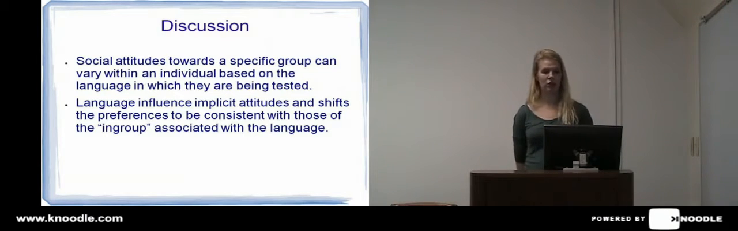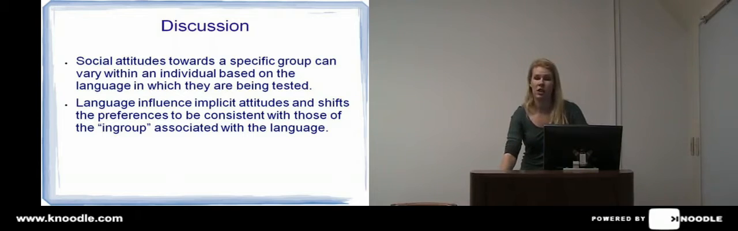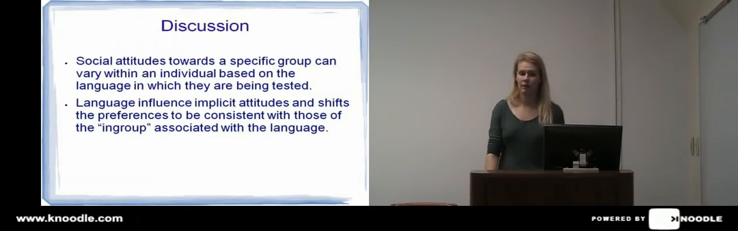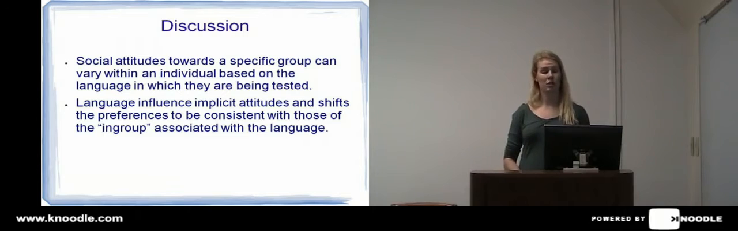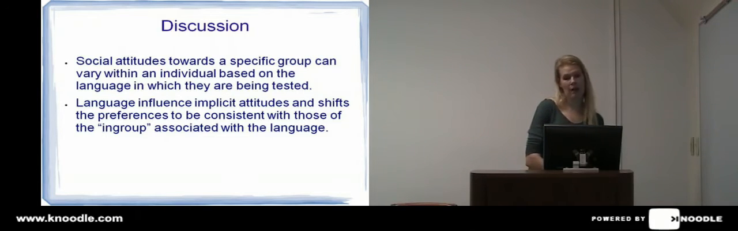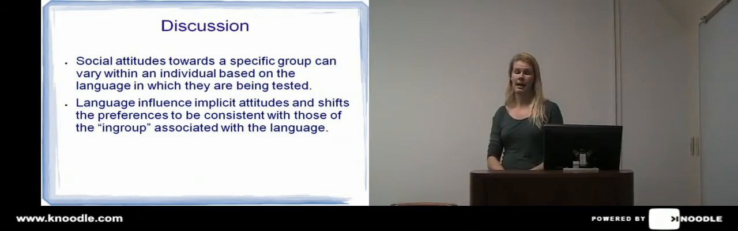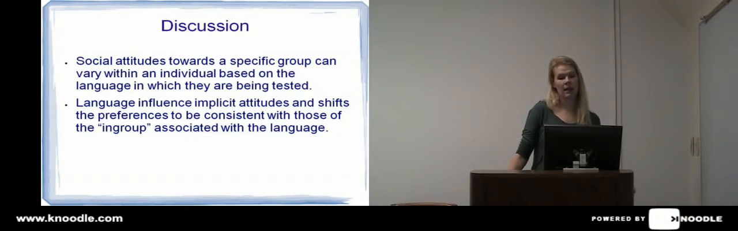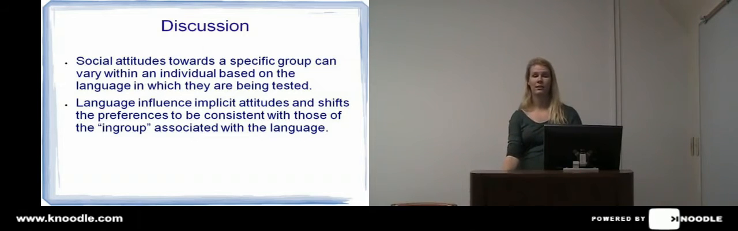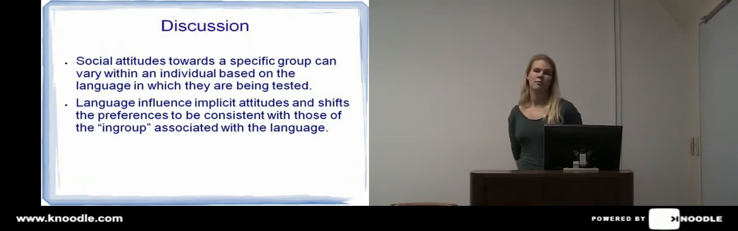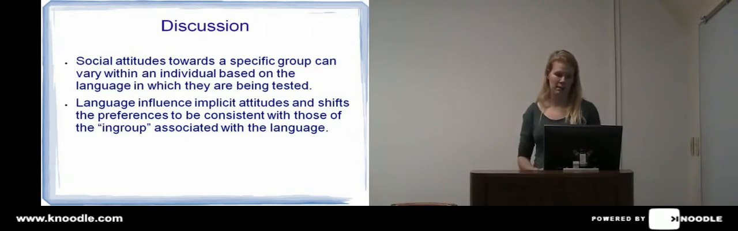This showed that social attitudes towards a specific group can vary within an individual based on the language in which they are tested. So they showed higher preferences when tested in Arabic than when they were tested in French, and the participants in experiment 2 showed a preference for Hispanic names when tested in Spanish over when they were tested in English. And language influences implicit attitudes and shifts the preferences to be consistent with those of the in-group associated with the language. So when the language is Arabic, there was a higher preference for the Moroccan names over the French names.